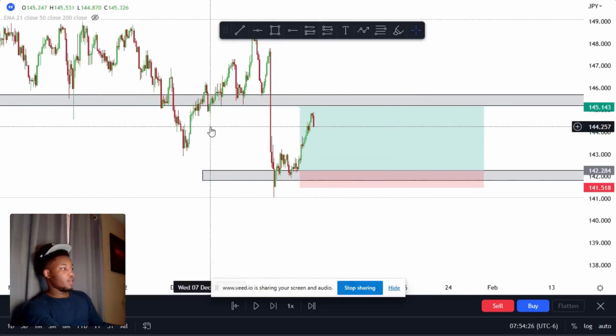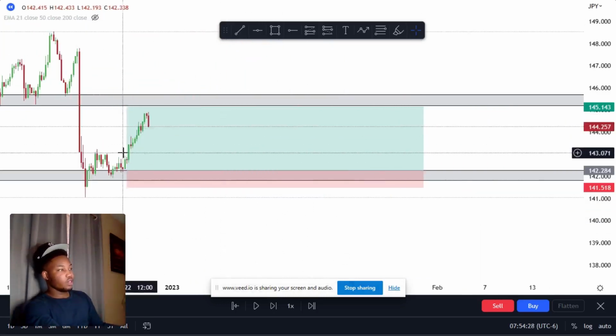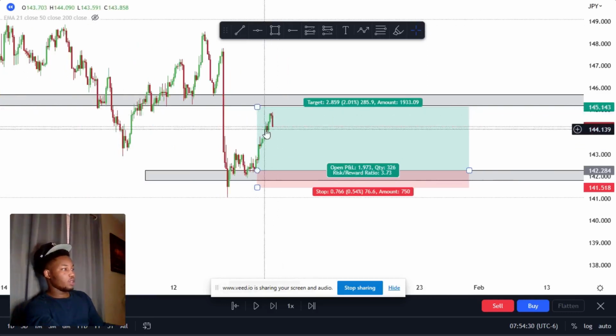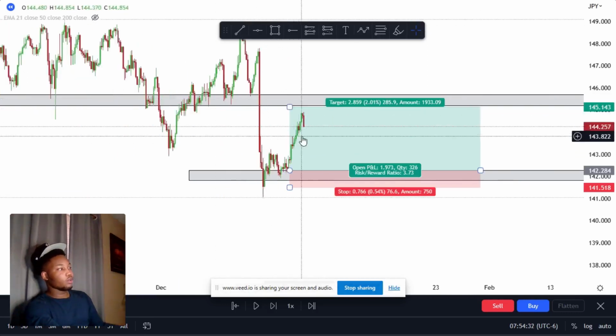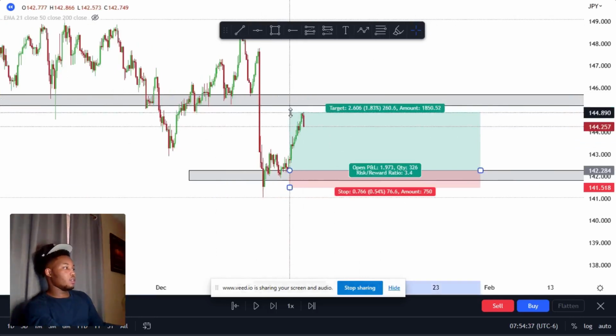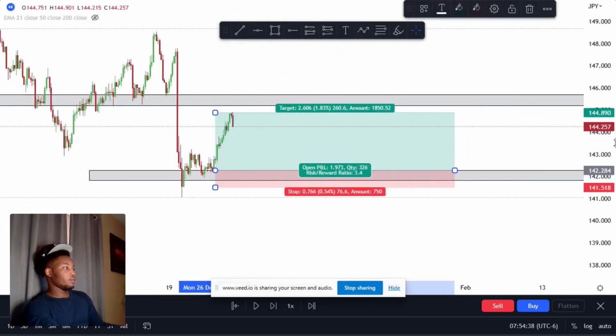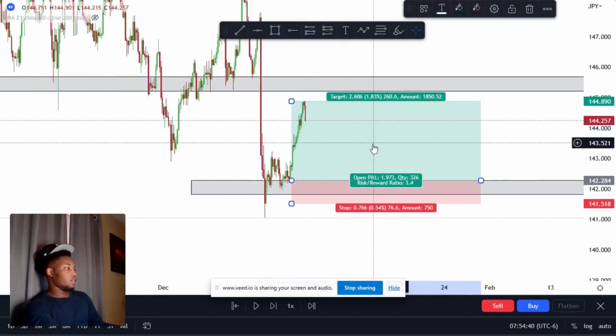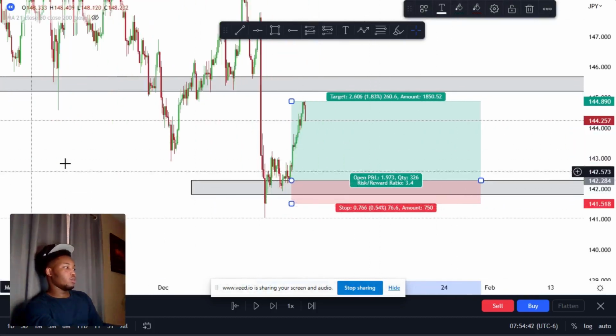When I took this trade, I had a US 30 trade running, and when I saw this move to the downside, I was like, you know what, I'm not going to take this risk. So I ended up closing my position right here, and that was it for me, guys. And this was a 1 to 3. So it was a nice trade.